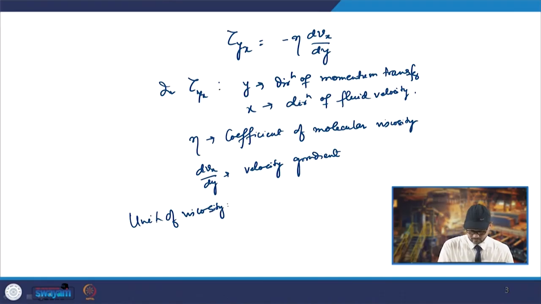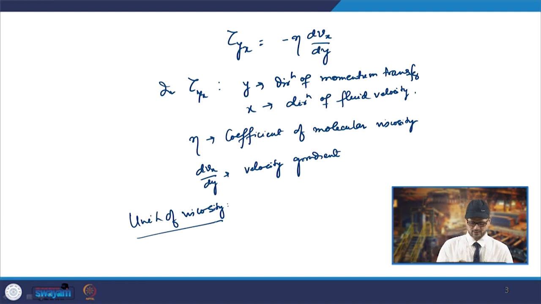If you talk about viscosity, it has a unit, and you have the SI unit, or in the CGS system you may have the Poise or Stokes. If you talk about the unit of viscosity, in SI units tau has the unit of Newton per meter square, and then you have meter, and meter per second. Accordingly, the unit of viscosity is kg per meter second. So, that is the unit for viscosity.